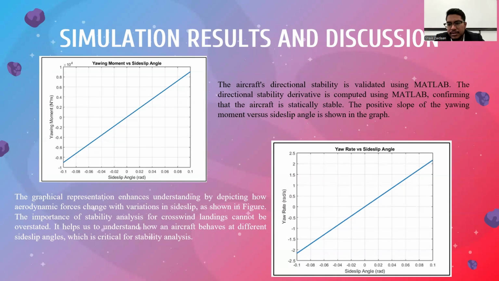The second graph talks about what is easier for the pilot to understand, the aircraft behavior during crosswind conditions, which is essential for safe landing. It helps us to understand how the aircraft behaves at different sideslip angles, which is critical for stability analysis.